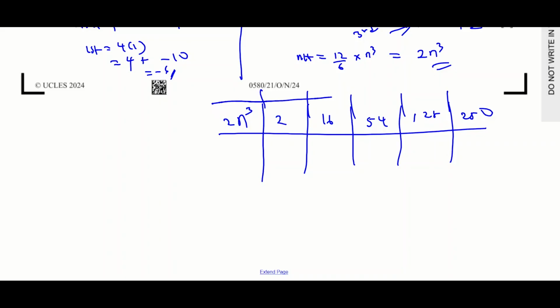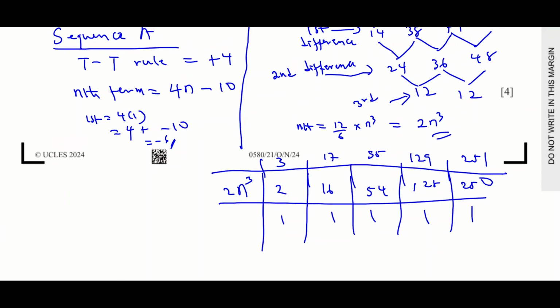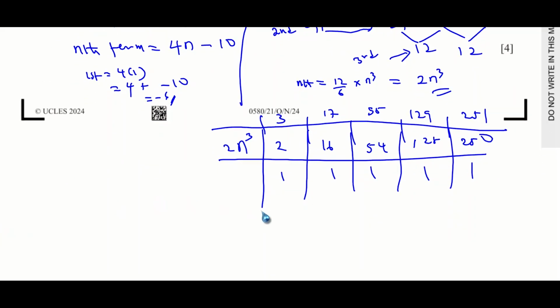If you compare this with the actual sequence, the first term of the actual sequence is 3, then 17, 55, 129, and then 251. So let's find the difference. 3 minus 2, 1. 17 minus 16, 1. Since we have a common difference, the nth term will be equal to 2n cubed plus 1.